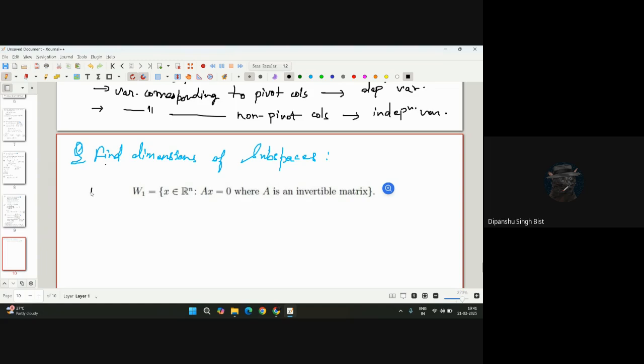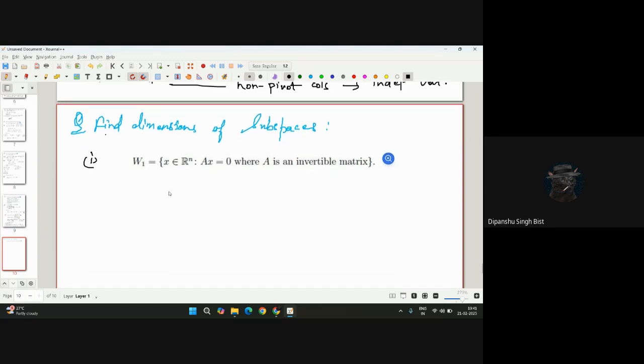So let's call it the first one. It says W1 is equal to x belongs to Rn such that Ax equal to 0, where A is an invertible matrix. So we anyway came to Ax equal to 0, right? In Ax equal to 0, there are only two possible cases.